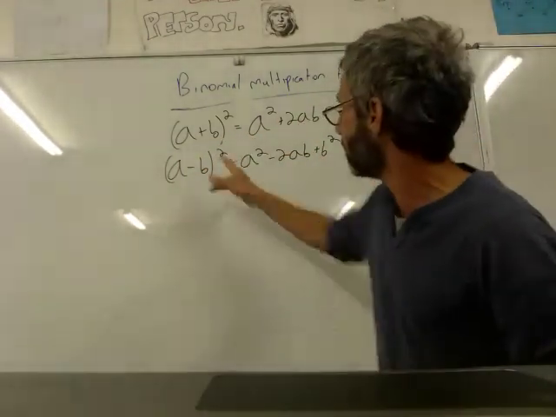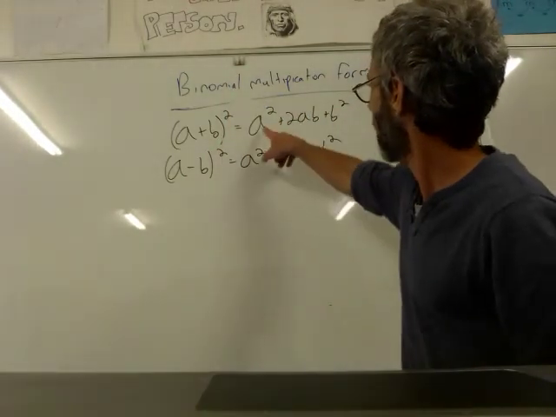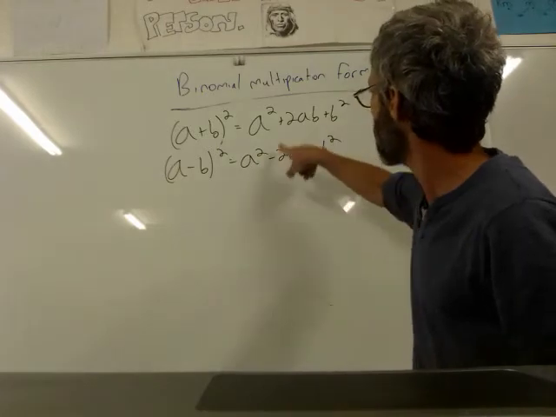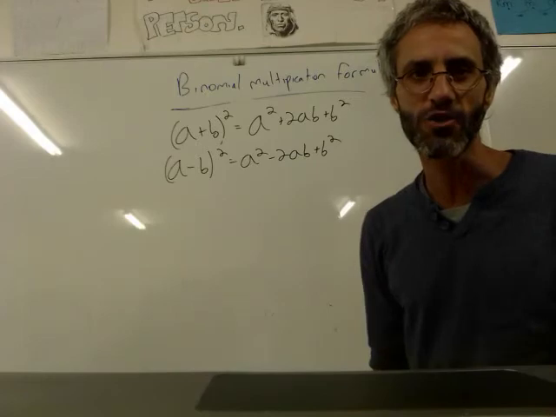What if I get a minus b squared? Okay, it's all the same. A squared, b squared. The only difference is that here I have plus 2ab and here I have minus 2ab.